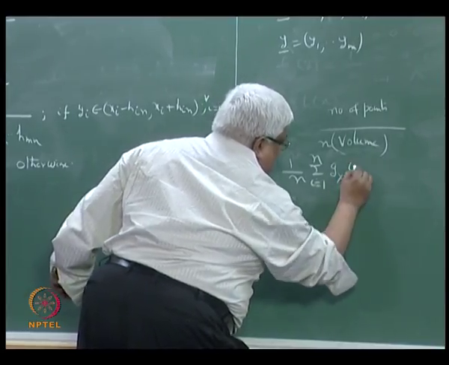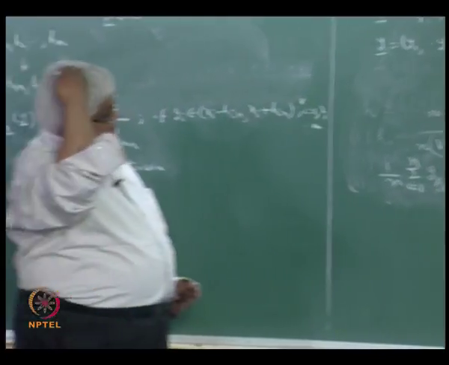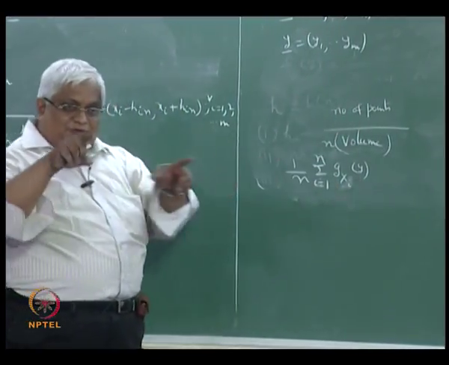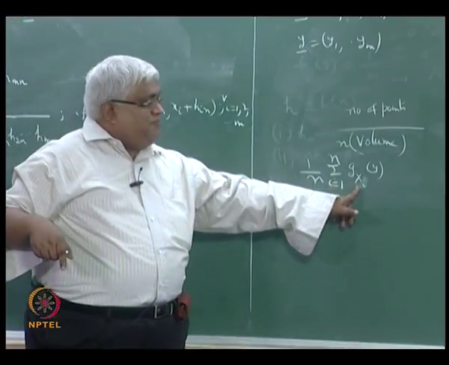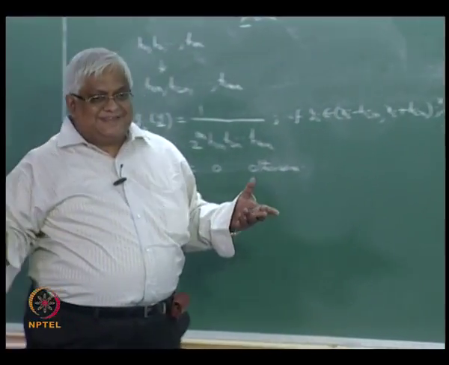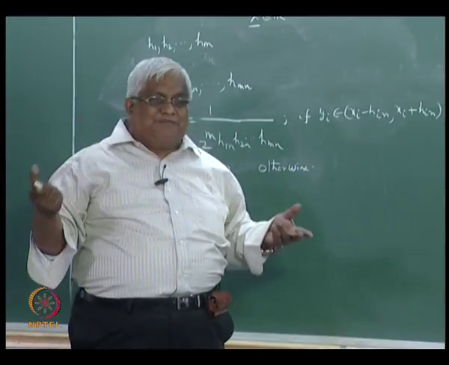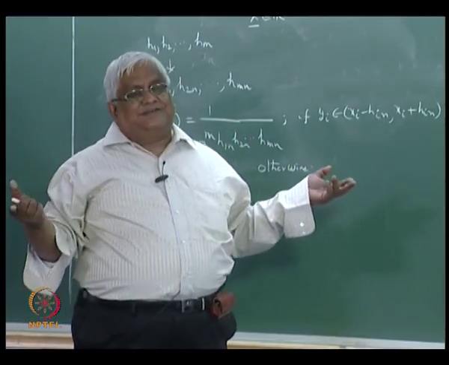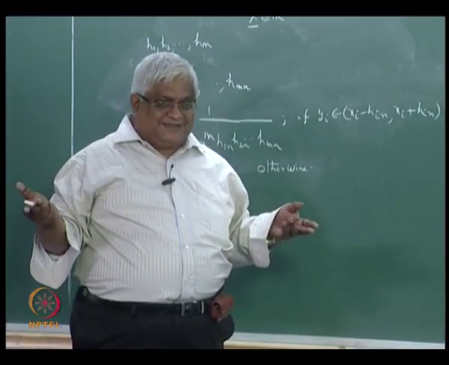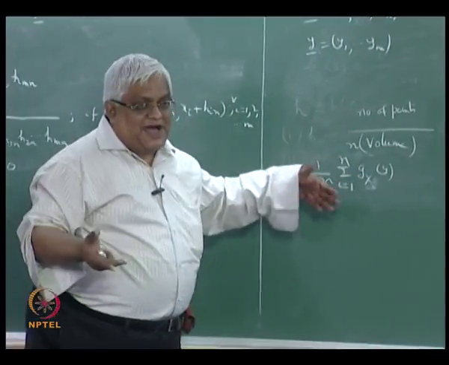Okay, this is for the single dimension. What does this thing mean? You take y, you take the h interval, and find the number of xi's lying in that interval. If there is no point, then the estimated density is 0. And this is generalized to higher dimensions.